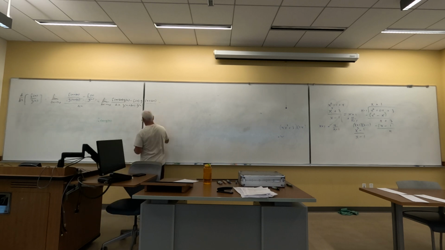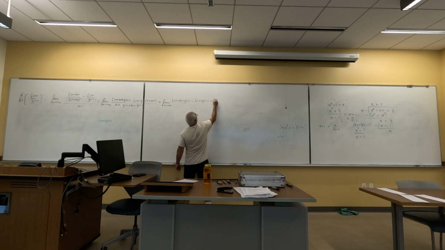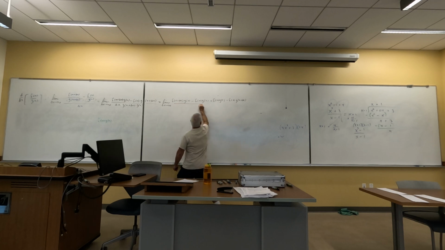This will become, all right, so I'm going to have f of x plus delta x, g of x, minus f of x, g of x, plus f of x, g of x. I said we're going to add and subtract it. And then finally, minus f of x, g of x plus delta x, all over delta x, g of x plus delta x, g of x. Okay.